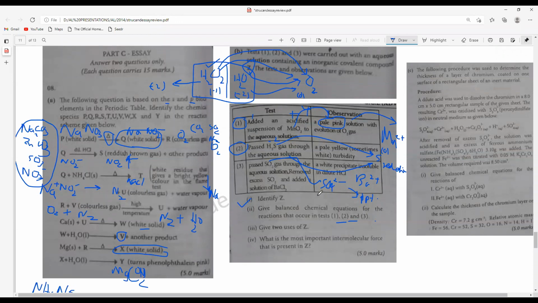But here additionally you should also show this reaction as well, right? Barium chloride plus sulfate, barium sulfate plus 2Cl-, that is formed here. Okay, that is this. Give two uses of Z. So we have already seen the two uses. So it can be used as an oxidizing and a reducing agent.